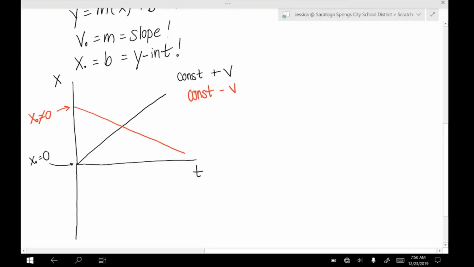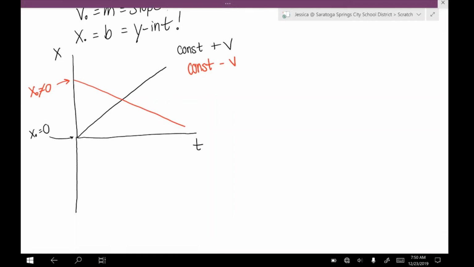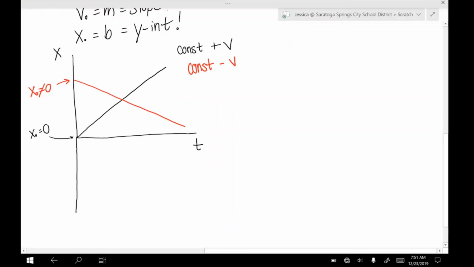If I wanted to extend this graph downward, I could draw some more graphs. So this object would have a constant negative velocity because my slope is negative. It would have an initial position of a negative value, and it would end up farther away.